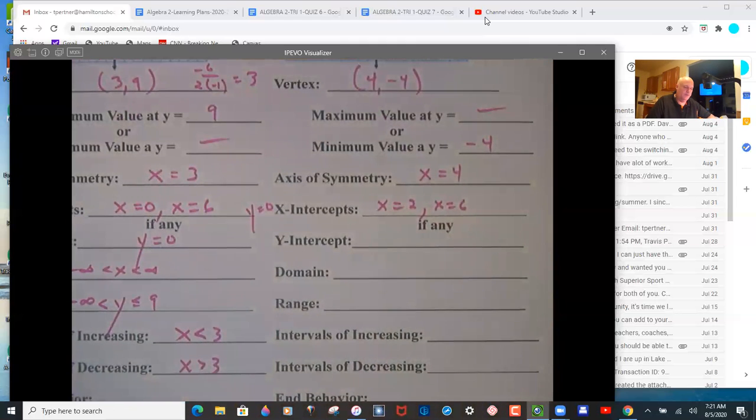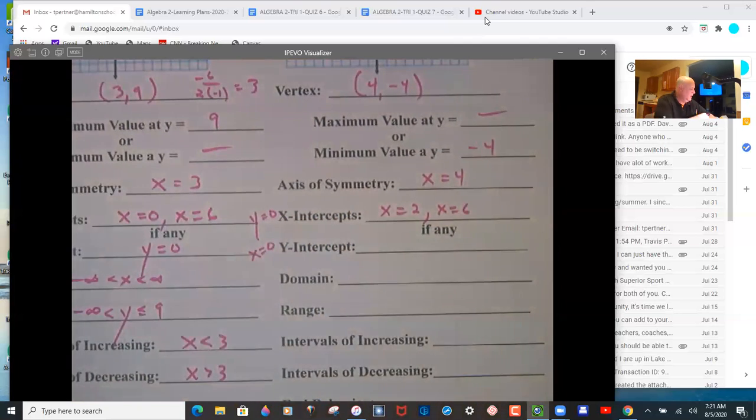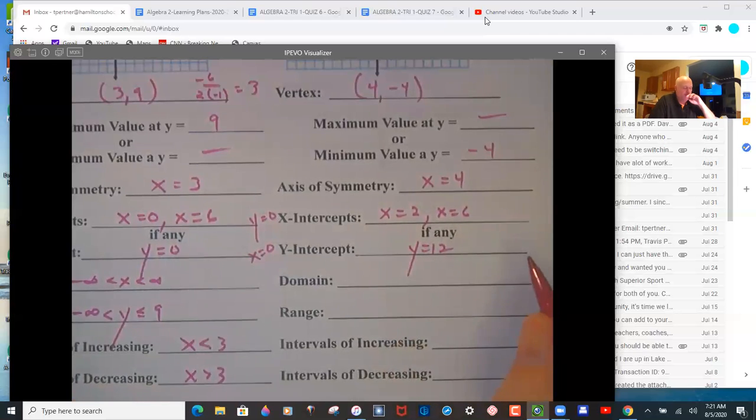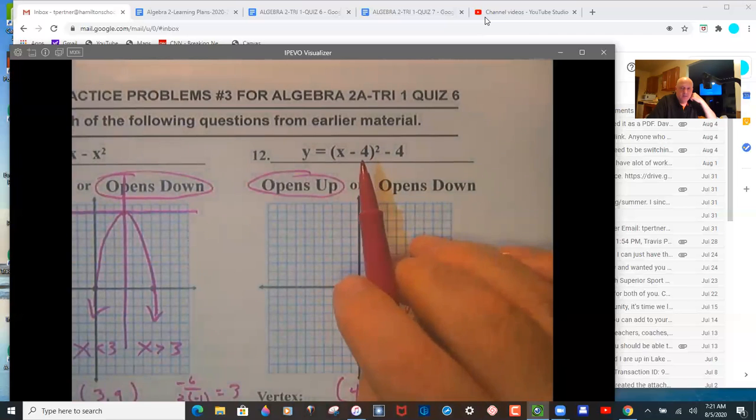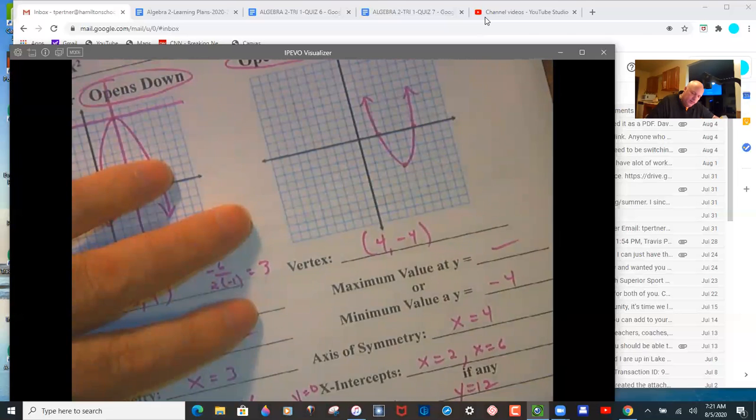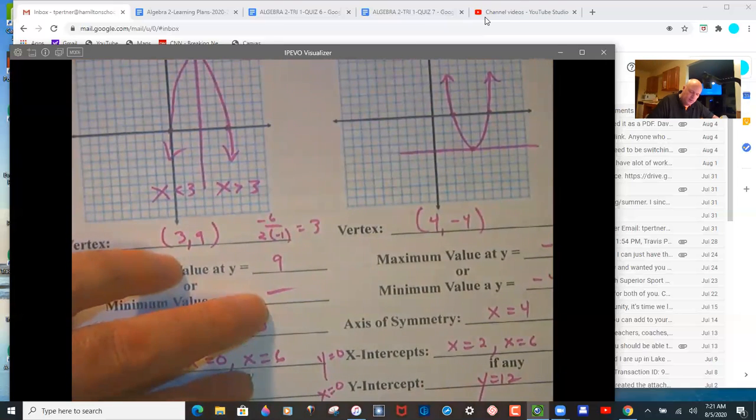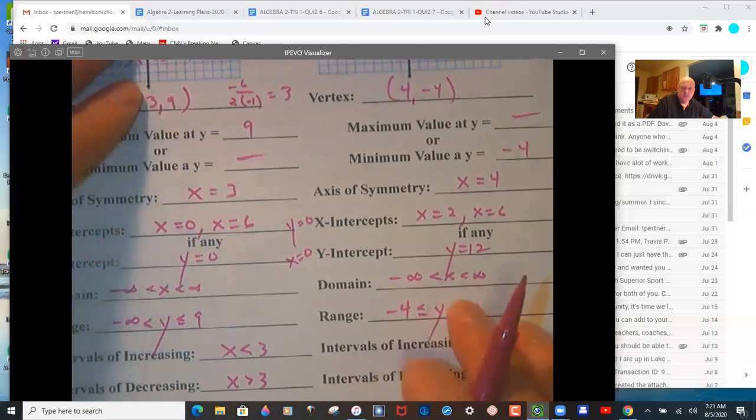Y-intercept, so this is when x equals 0. And on the table, you would get 12. Or just put in 0 for x. So negative 4 squared, 16. 16 minus 4 is 12. Domain, all reals. Range, we've got the bottom side of the box. So that's through negative 4. So that's going to go on the left side. That's the bottom. Bottom top, left right.